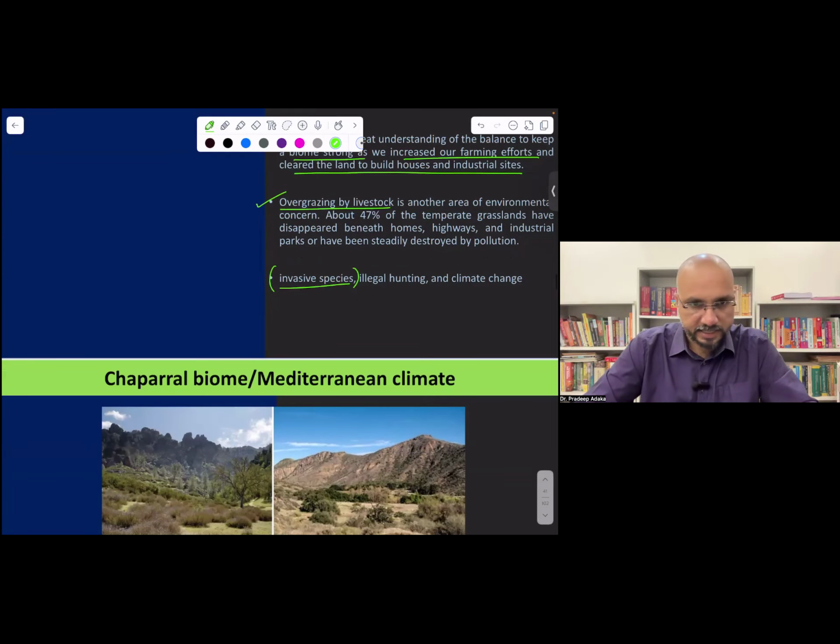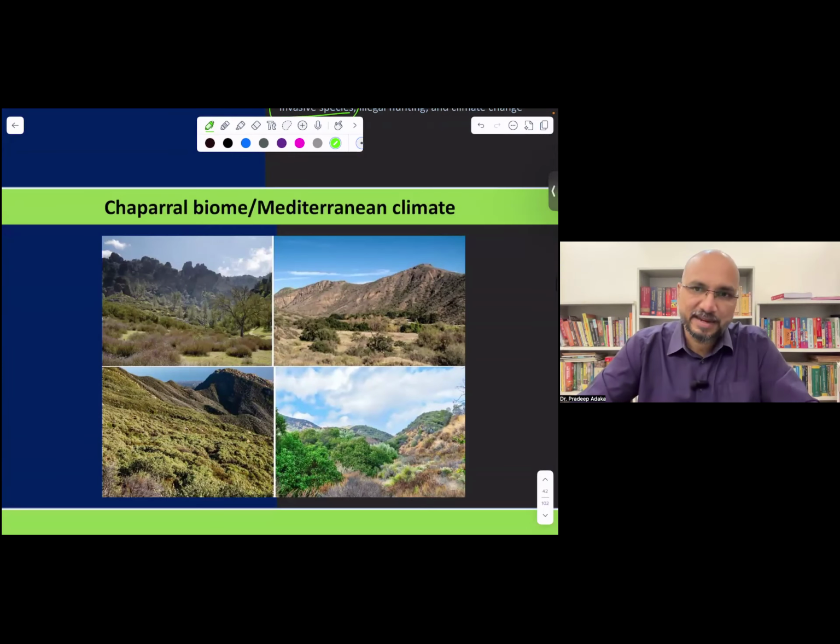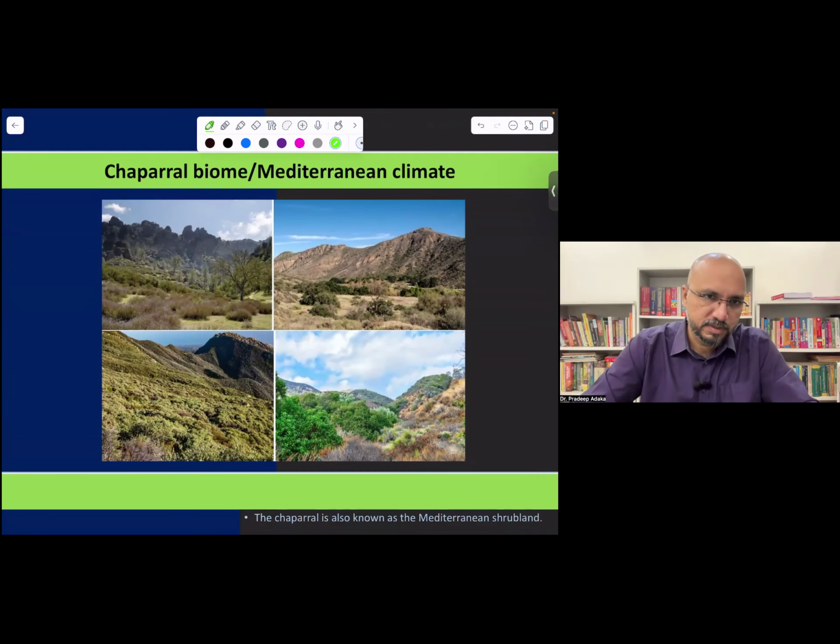Now we have completed our grasslands. We are moving on to the Mediterranean climate, the chaparral biome. The chaparral biome comes from the name of a plant, chaparro, which is the plant's name in Spanish. From that chaparro comes the chaparral biome. That is one of the dominant plants of the chaparral biome, or Mediterranean type of climate, that is seen surrounding the Mediterranean Sea.